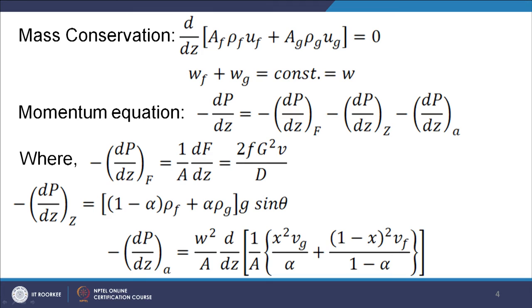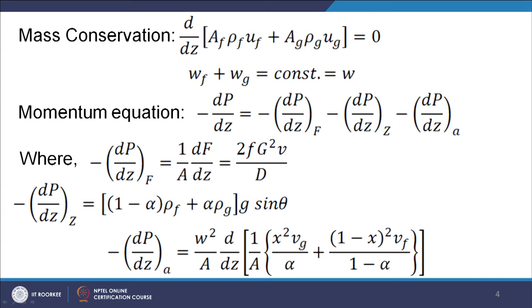Now, in the homogeneous flow model, we have already described how the frictional pressure drop comes into the picture. Here also I have shown that minus dP/dZ for the friction can be written as 1 by A dF/dZ, where F is nothing but the frictional force. If you write this frictional force in terms of the shear stress and the perimeter, we have already shown it can be converted to a simplified equation like this: 2f G squared specific volume divided by the tube diameter. This we already proved in the homogeneous flow model lecture.